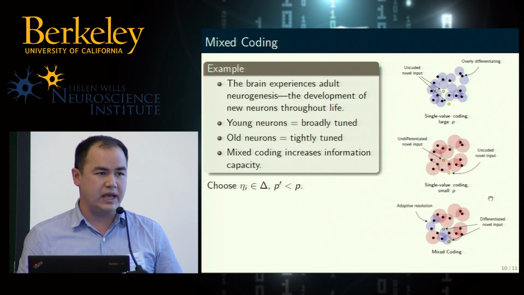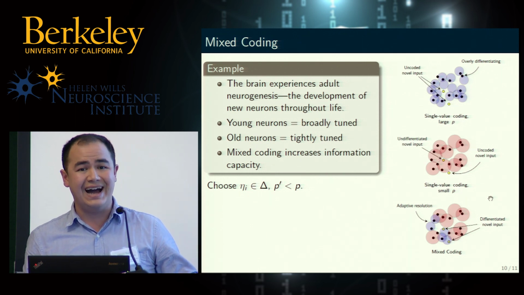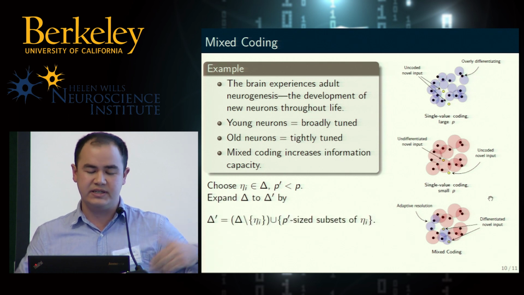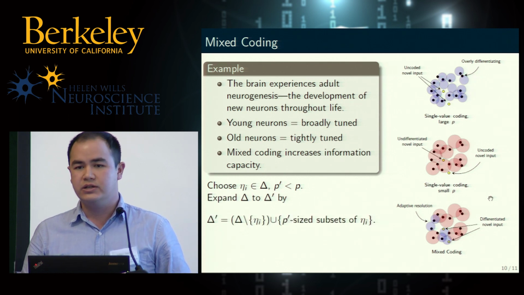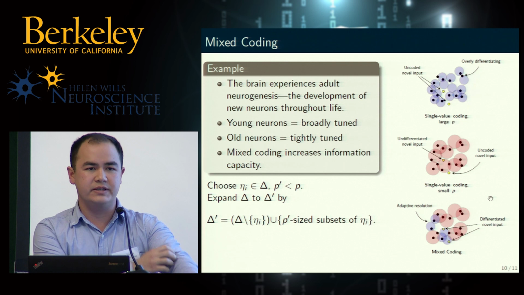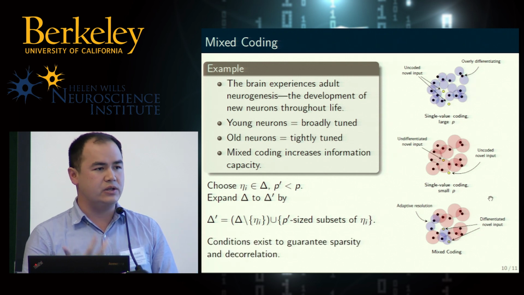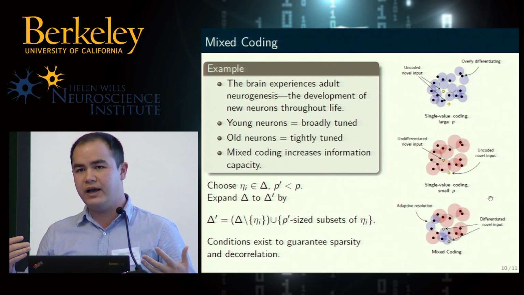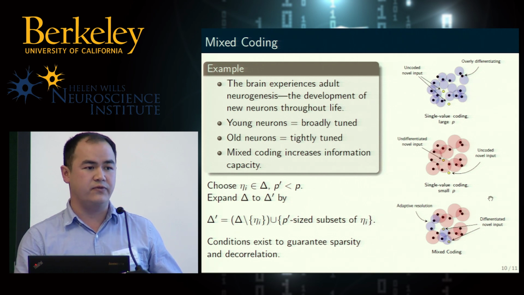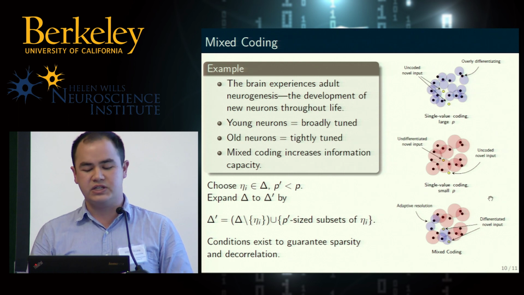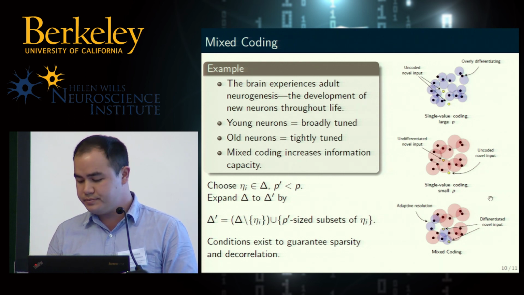Namely, we're going to take one of the entries in our delta, one of the A_i, and replace it with subdivisions of that subset. So we're further subdividing our previous entries. The conditions are technical, so I didn't include them, but you can again provide conditions that guarantee the results from before, that still guarantee the increase in sparsity and the decorrelation that we want.